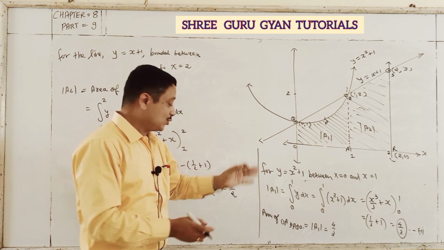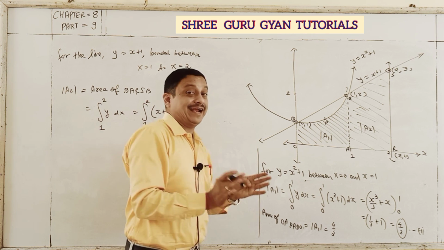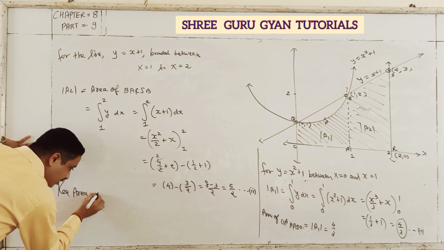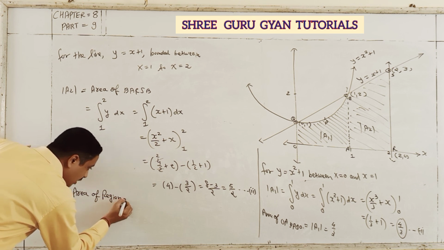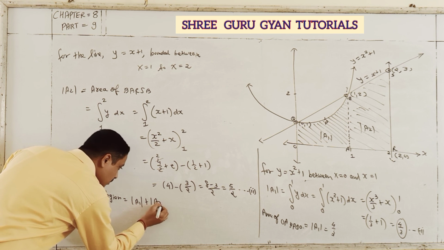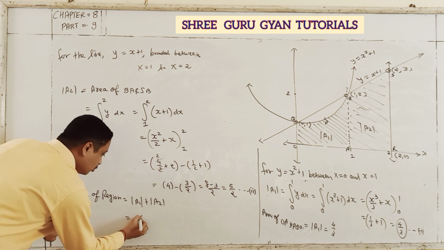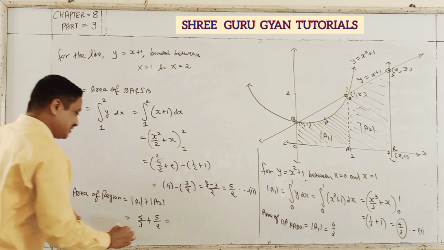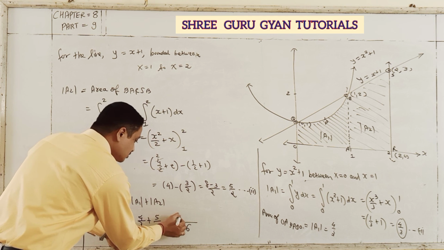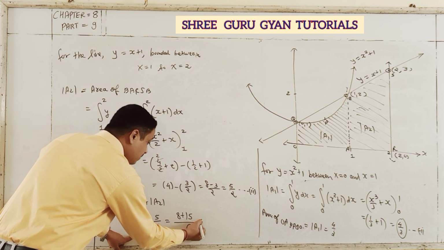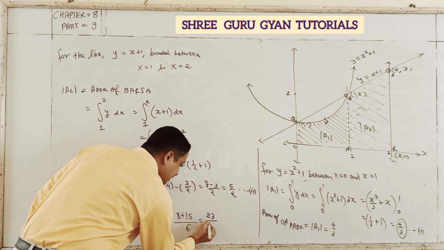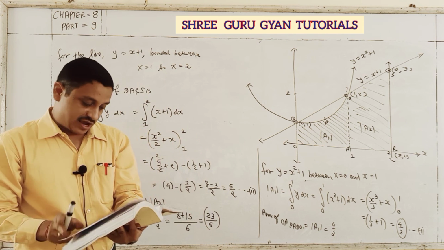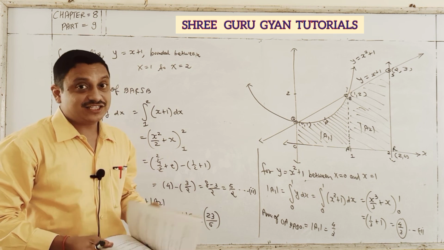Now A1 and A2 both you add, so the required area of the region is A1 plus A2. What is A1? A1 is 4 by 3, and A2 is 5 by 2, and simplify it. The LCM is 6: 4 times 2 is 8, and 5 times 3 is 15, 15 plus 8 is 23 by 6 square units. And students, this is your final answer. Let me check my answer. According to your textbook, the answer 23 by 6 is correct, students.